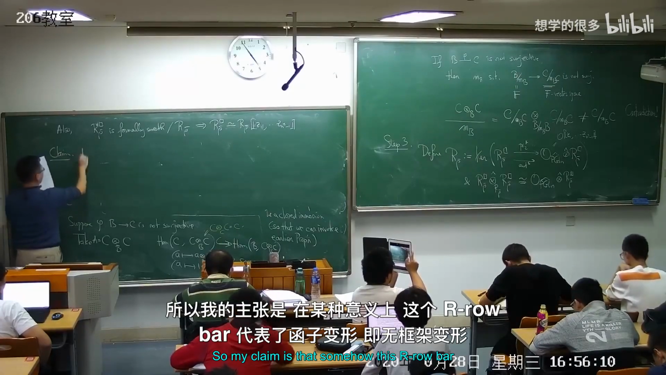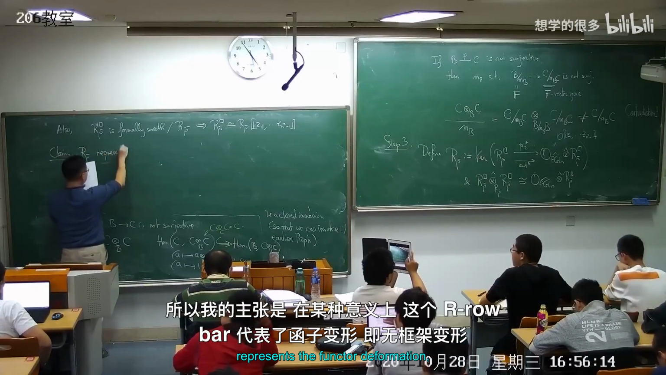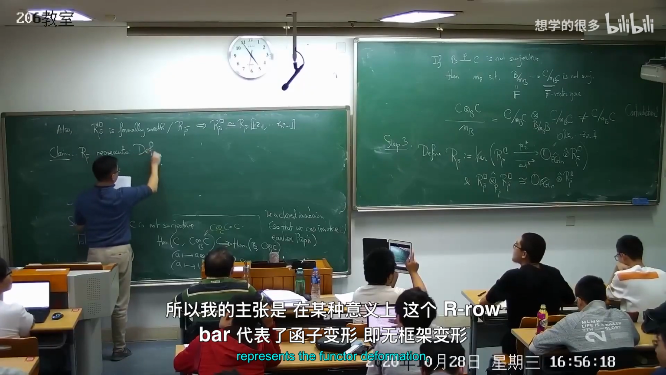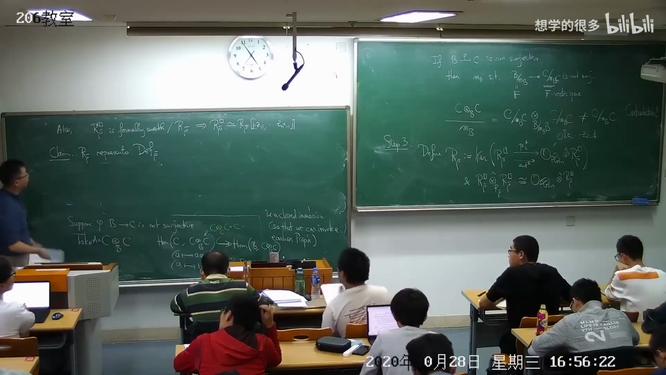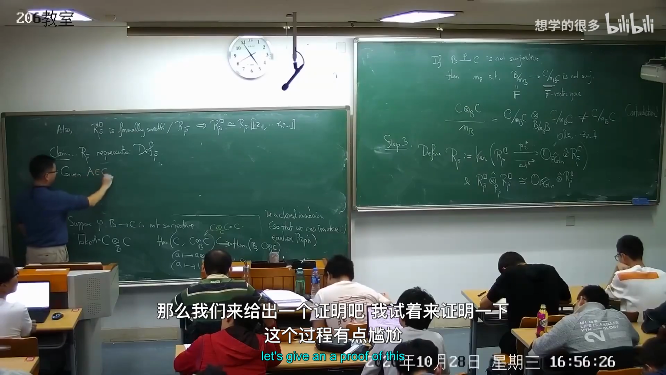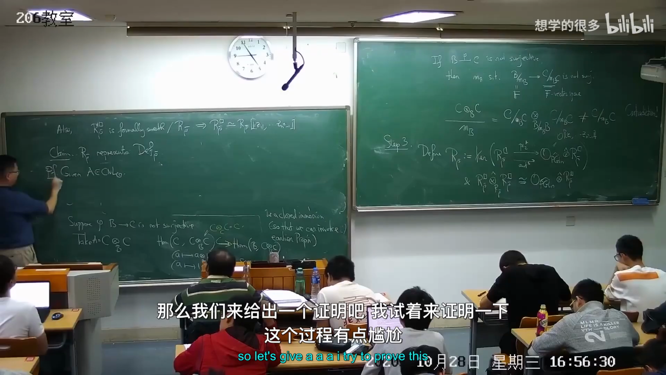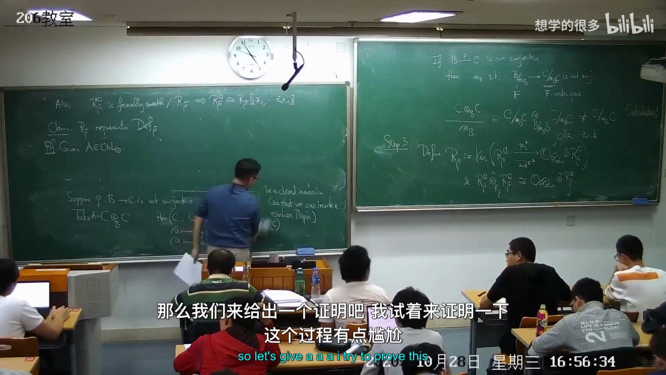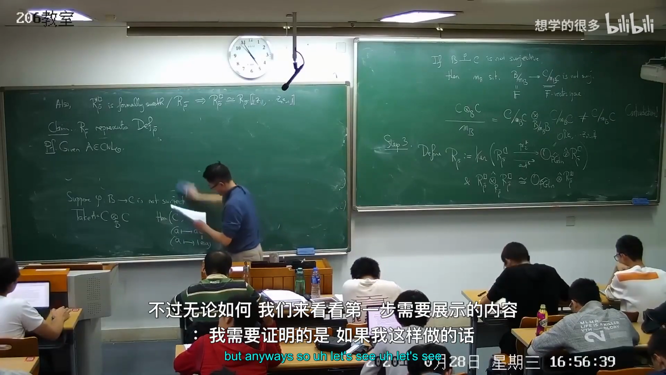is that somehow this R rho bar represents the functor, the unframed deformation functor. So let's give an A. Proof of this. I'll try to prove this. It's a little awkward to actually do this, but anyways.